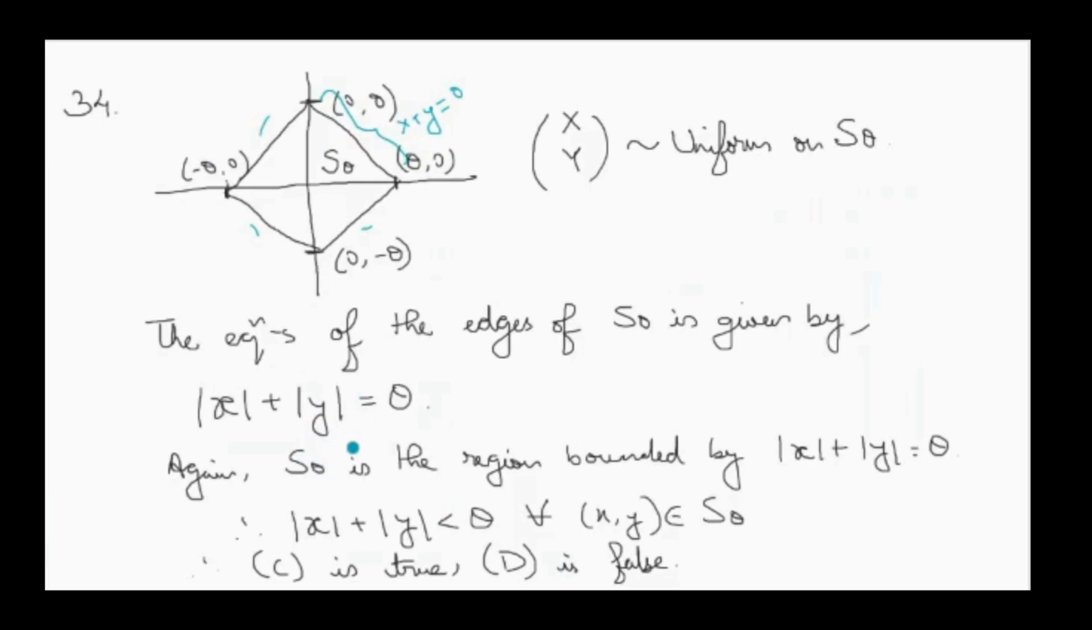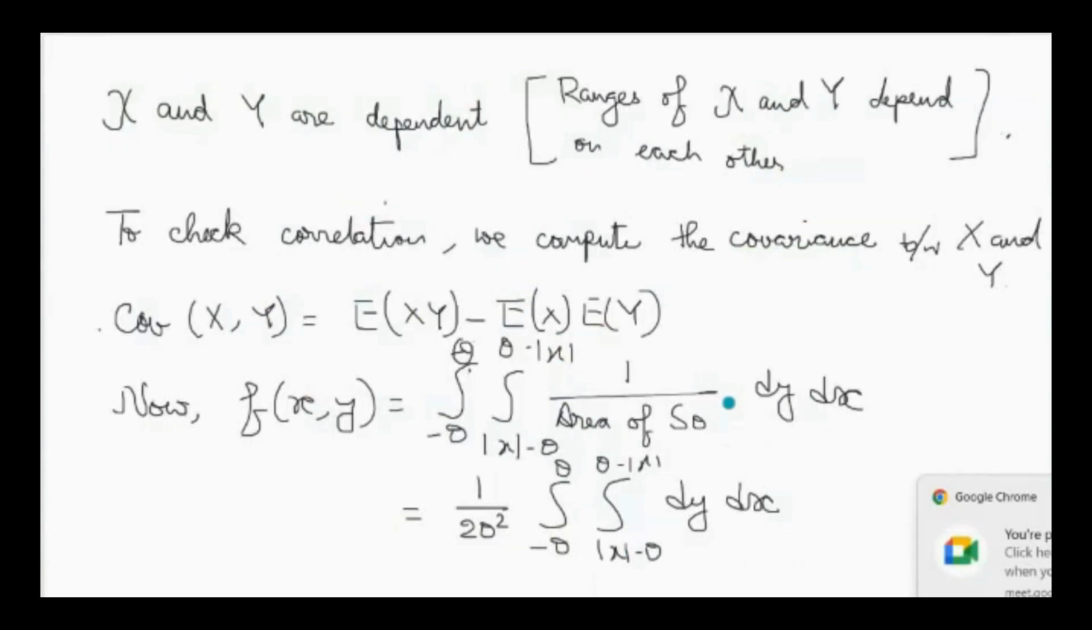Again, S theta is a region bounded by this, and within this region, mod x plus mod y is less than theta. How can you check that? Simply, you can take one point in S theta, say the origin, and at the origin, mod x plus mod y is 0, which is less than theta. So in general, mod x plus mod y is less than theta for all (x, y) belonging to S theta. So C is true and D is false.